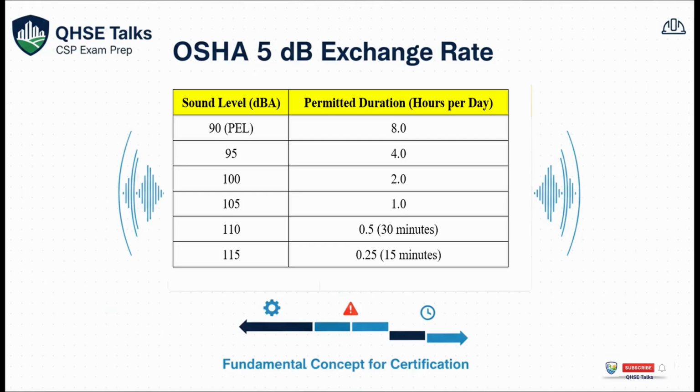Just look at the pattern. At 90 dBA, you get a full 8 hours. But bump that up by just 5 decibels to 95, and your allowed time gets sliced in half, down to 4 hours. Go up another 5 to 100, and it's halved again to 2 hours. You have to understand this relationship for the calculations we're about to do.